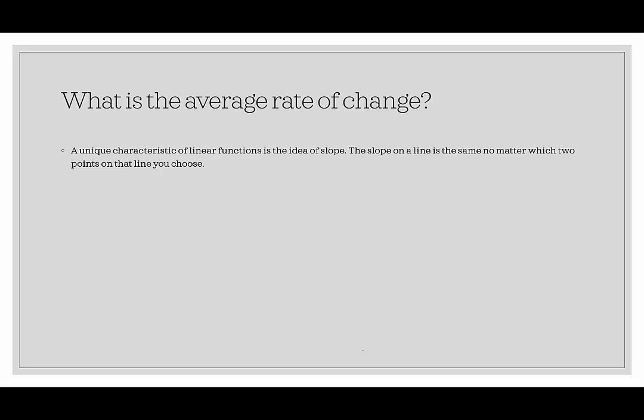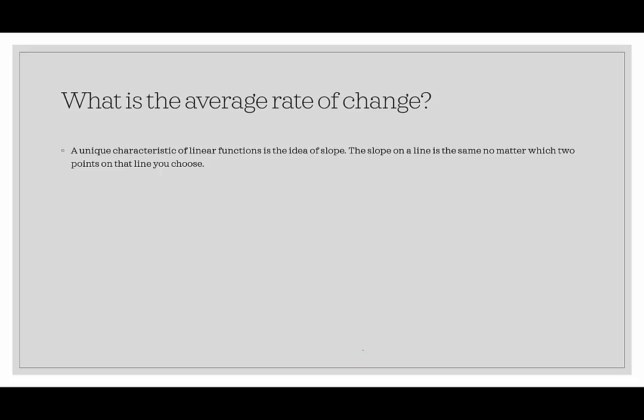So, breaking away for a second from an average rate of change, one unique characteristic of linear functions is the concept of slope, right? The slope of a line is the same no matter which 2 points on that line you choose, which is pretty cool, right? Because the slope is the ratio of the rise over the run, and it's going to be the same for any 2 points on a line. Lines are the only types of functions that have that unique characteristic of a slope.